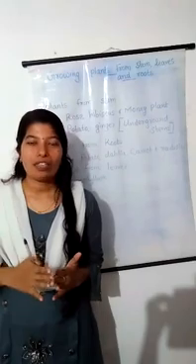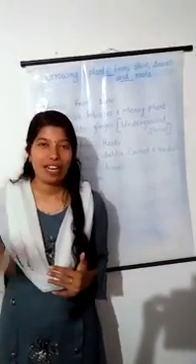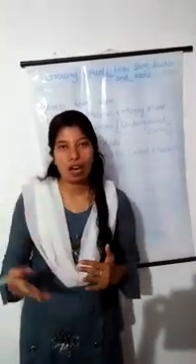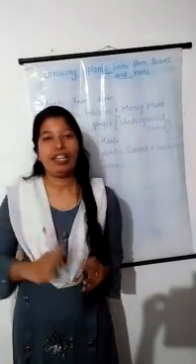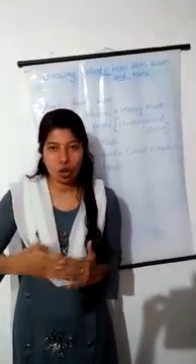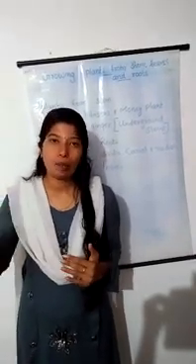Third one, plants from leaves. Sometimes new plants can grow from leaves. Bryophyllum is a common example of it. These plants have thick and fleshy leaves. The leaves have buds along the sides. When the leaves drop down to the ground, the buds grow into adult plants.